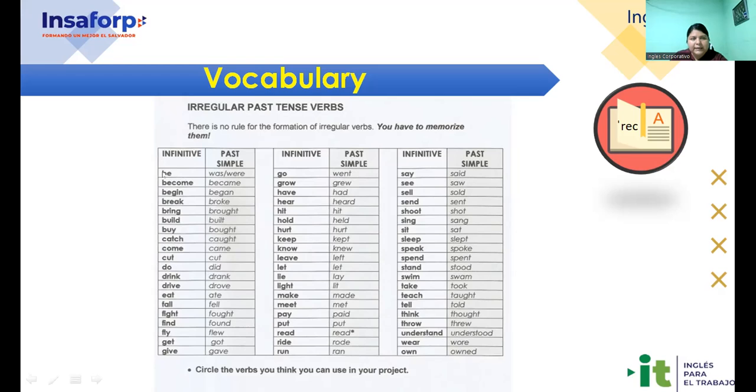Okay, so let's practice, guys. We're going to start with this one. Be, was, were; go, went; say, said. Just let me know if you have questions about any verb. Become, became; grow, grew; see, saw. Okay, I'm going to mark that so you won't get lost. Begin, began; have, had; sell, sold. Next one: break, broke; hear, heard; send, sent; bring, brought; hit, hit; shoot, shot.